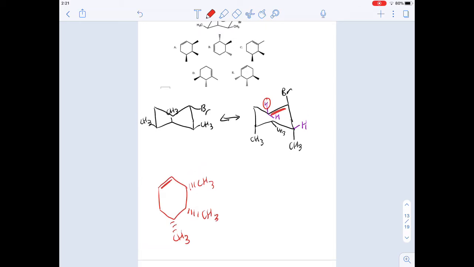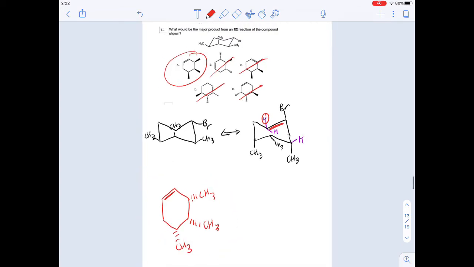So looking at the product, you can eliminate anything where the methyls aren't cis to each other, which is literally all of them. You can eliminate all of them except the right answer because these methyls aren't cis, these methyls aren't cis, these methyls aren't cis, these aren't cis. The only one that gives you the same answer is A, because like I said, as long as they're all cis, it doesn't matter if they're all on wedges or on dashes. So the answer is A.